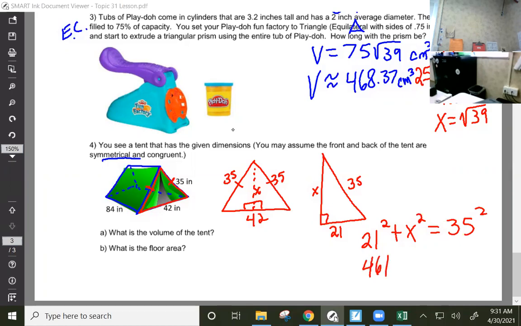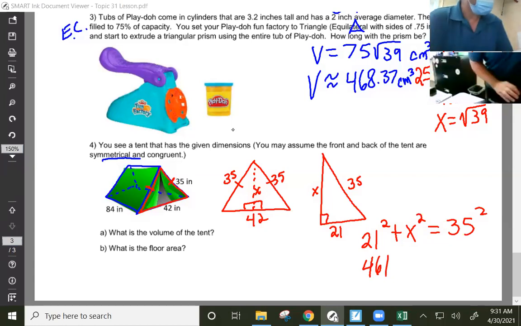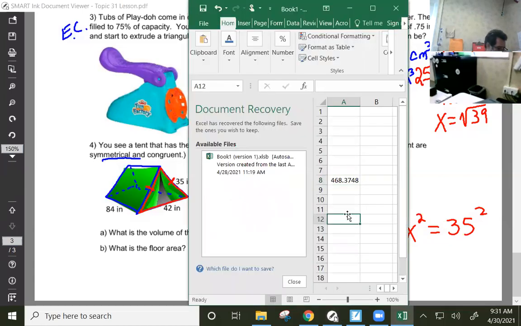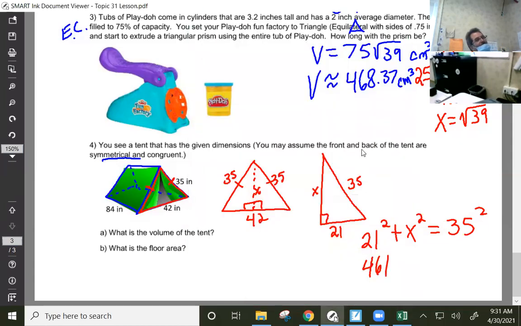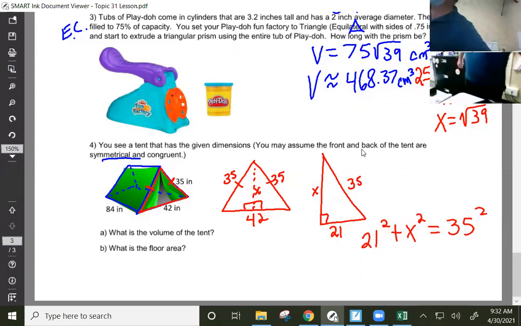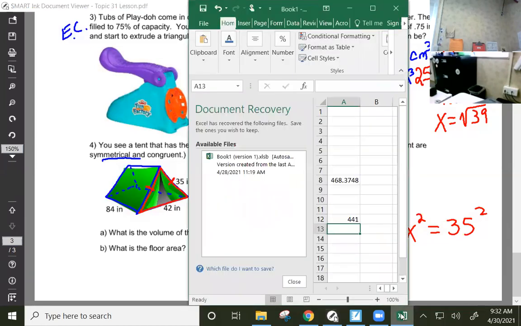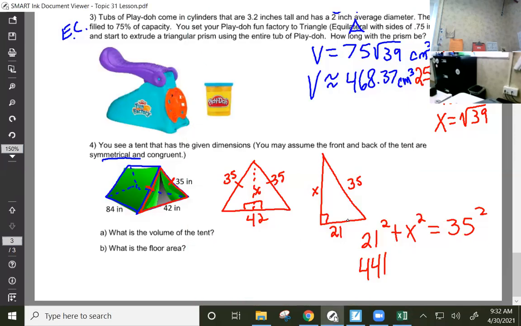Let's see if I still got it. When you get older, the first thing to go is your mind. All right, 21 squared. 441, I was off by one. I got too many 20s. 441. 21 times 21 is 441.